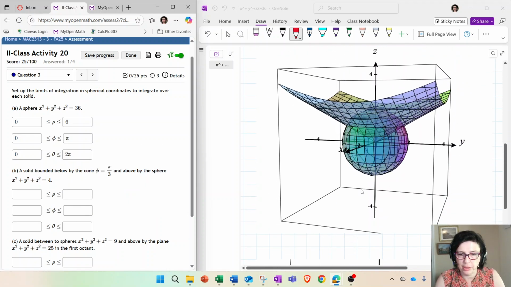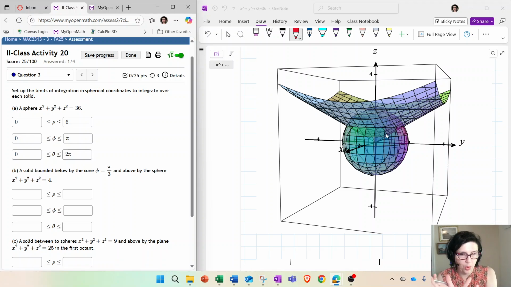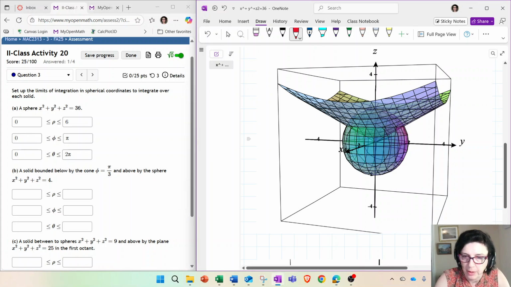Okay, now let's look at this example. This is a cone, and it's bounded below by the cone and above by that sphere. So the cone doesn't extend all the way, because it's bounded above by the sphere. The sphere is going to be this part, that's the upper bound, and the cone over here will be the lower bound.